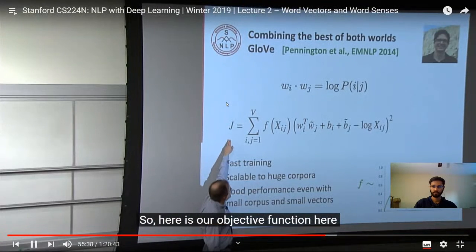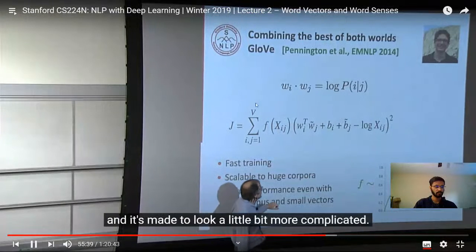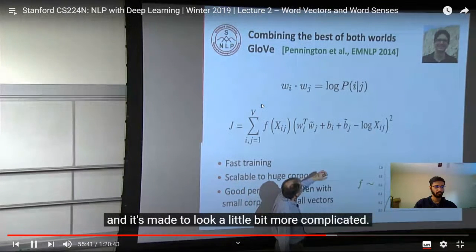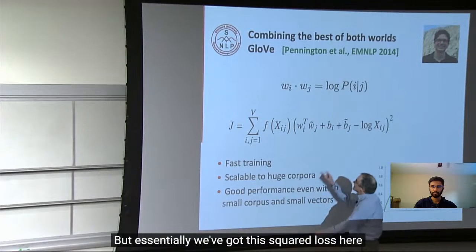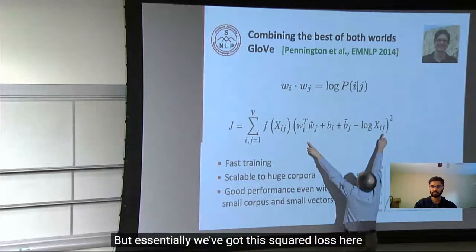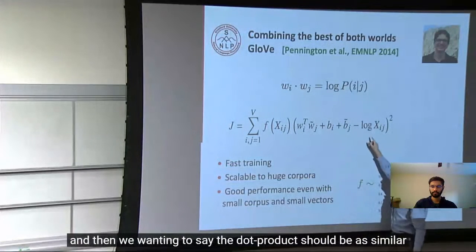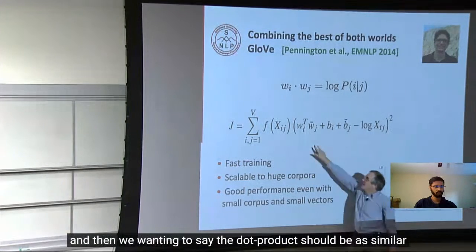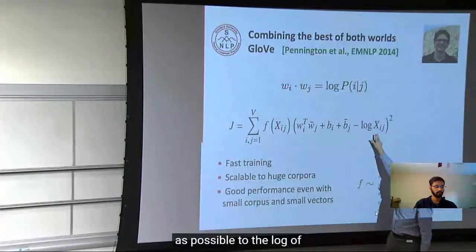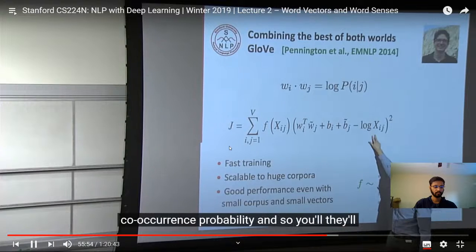So here is our objective function here, and it's made to look a little bit more complicated, but essentially we've got this squared loss here, and then we're wanting to say the dot product should be as similar as possible to the log of the co-occurrence probability.